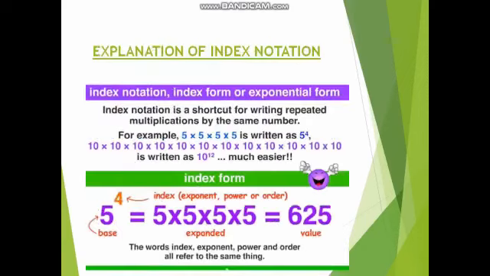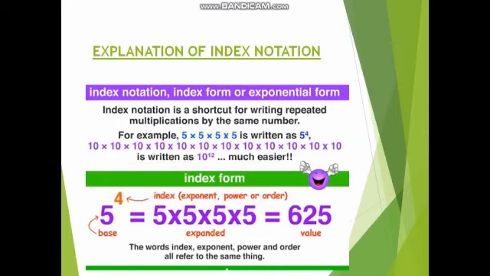Now the explanation of index notation. Index notation is also called index form or exponential form. These are all the names given to index notation. Index notation is a shortcut for writing repeated multiplication of the same number. That means you are multiplying the same number again and again. So instead of writing that number again and again, you write the base once and then write the number of multiplications as its power.